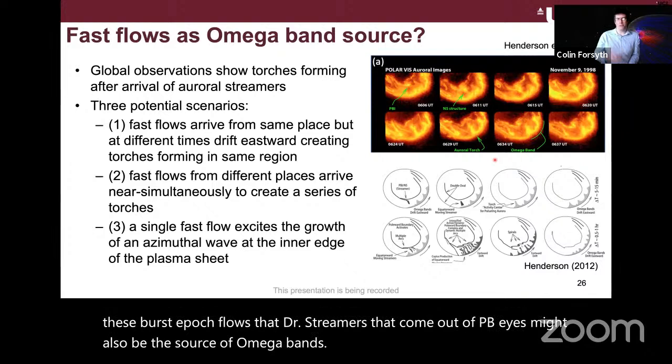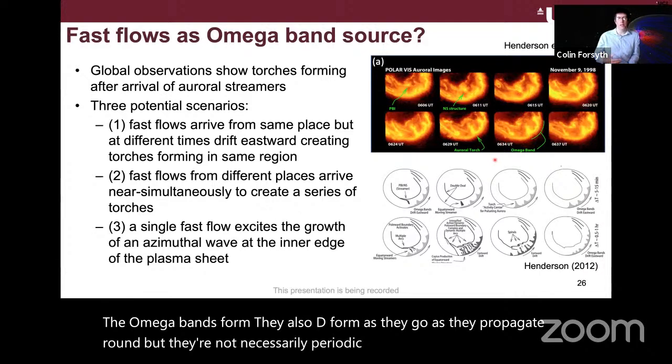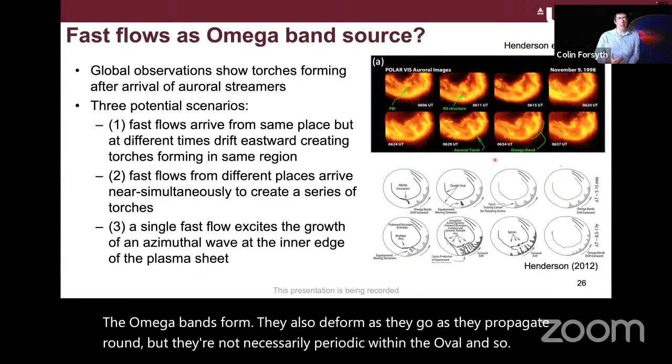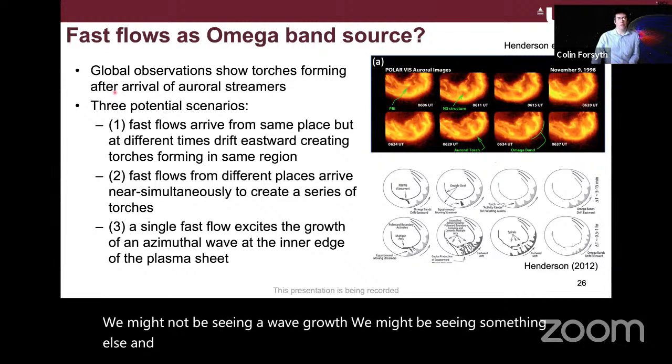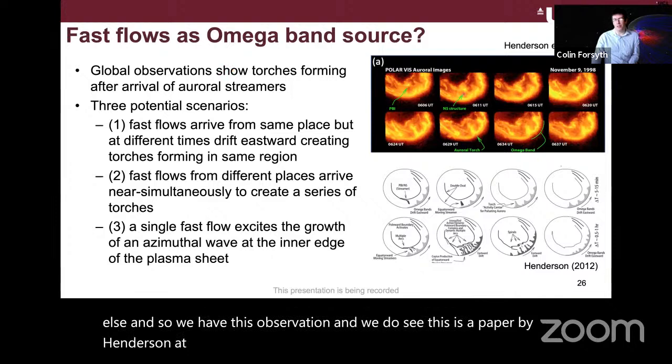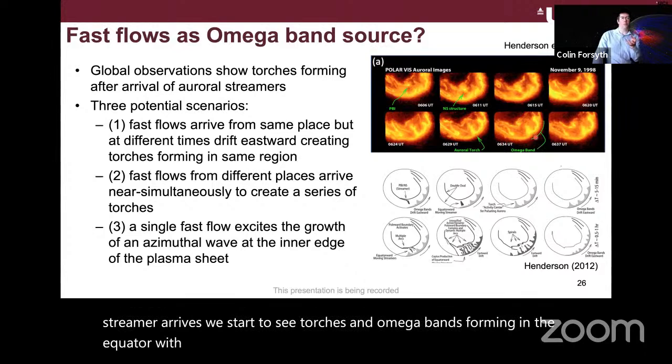Now, the omega bands form, they also deform as they propagate round, but they're not necessarily periodic within the oval. And so we might not be seeing a wave growth, we might be seeing something else. And so we have this observation, and we do see this. This is a paper by Henderson et al., where we have streamers coming down, and after the streamer arrives, we start to see torches and omega bands forming in the equatorial oval. So this gives us essentially 3 potential scenarios that we could have for this.